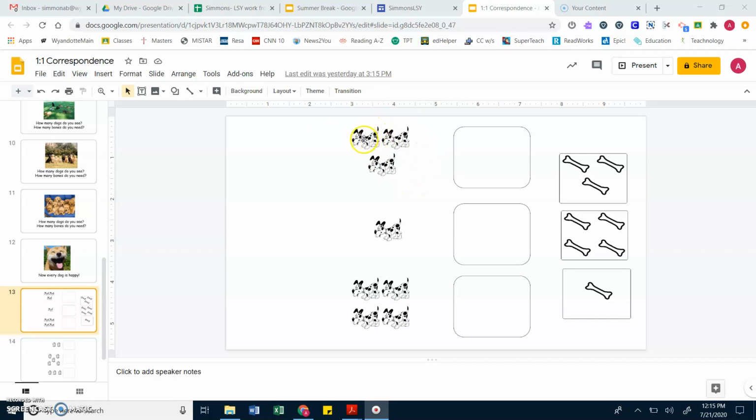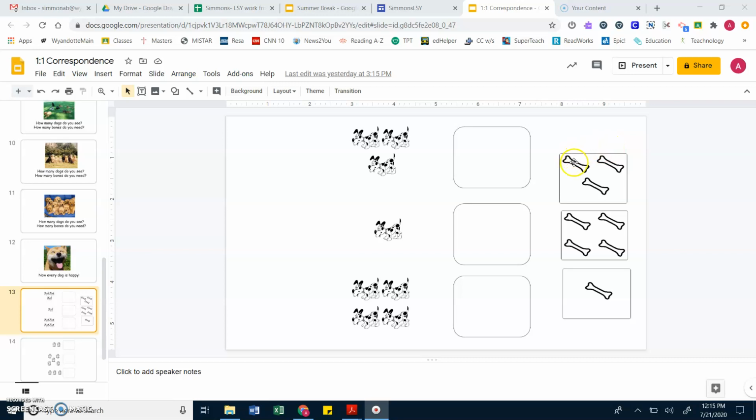So the first one, we have 1, 2, 3. And from our reading, we know if there's 3 dogs and each dog gets a bone, then we're going to need 3 bones, 1 for each dog. So 1, 2, 3. So we need to find the picture that has 3 bones.